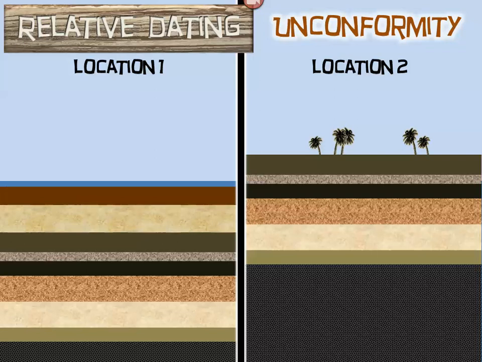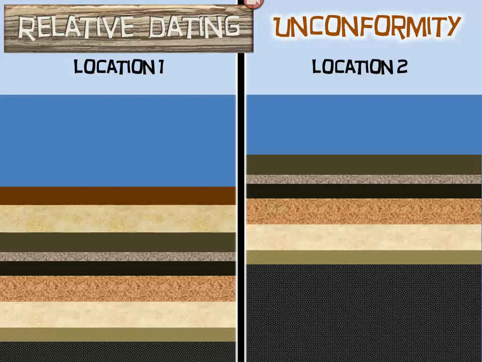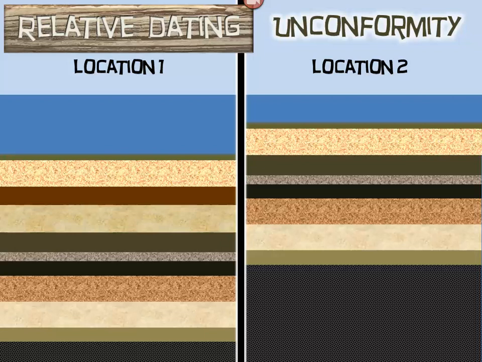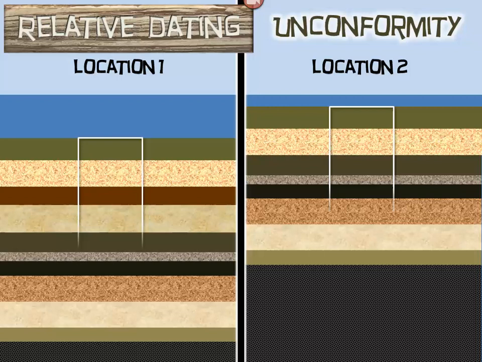Now, sea level may rise again and put both of them underwater. And as they're both underwater, of course, you're going to end up with deposition of new layers. So there's a sandstone, maybe a shale layer on top of it. And when you then look at these two locations, do they have the same sequence of sedimentary layers? Well, let's take a look.